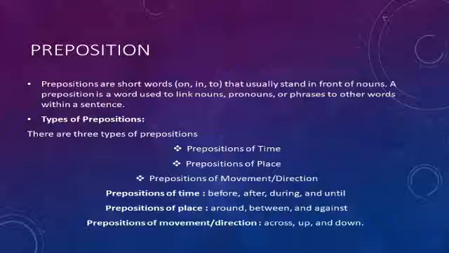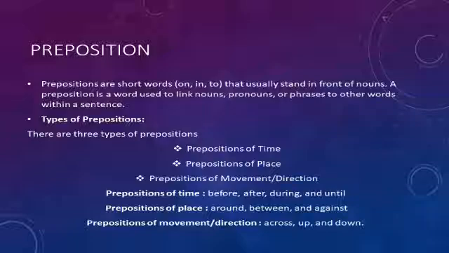Preposition. Prepositions are short words that usually stand in front of nouns. A preposition is a word used to link nouns, pronouns or phrases to other words within a sentence. So a word which is placed before a noun or a pronoun to show its relation to some other word in a sentence is known as preposition. So they act to connect the people, objects, time and location of a sentence. And prepositions are usually short words and they are normally placed directly in front of nouns. In some cases you can also find a preposition in front of gerund verbs.